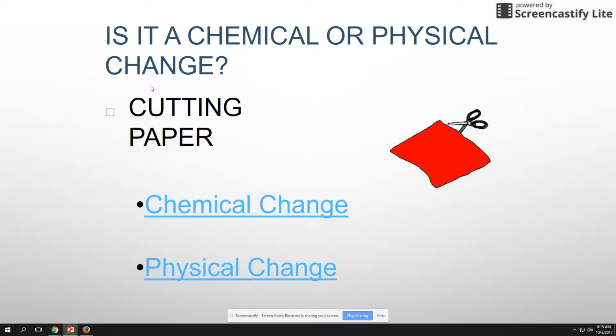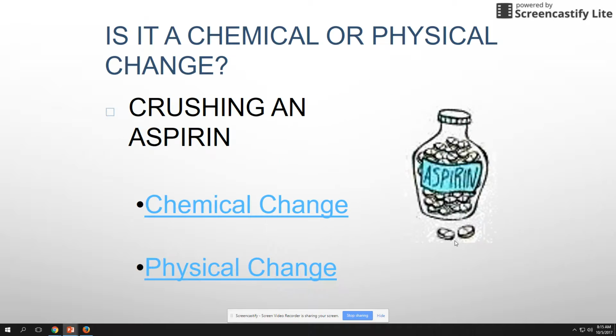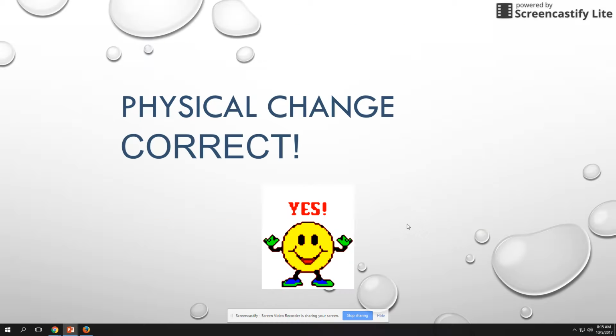Is it a chemical or physical change? Cutting paper. That is a physical change. We are correct. Is it a chemical or physical change? Crushing an aspirin. This is different. Now, we're just breaking it apart, guys. So what is it? It is a physical change. We are correct.